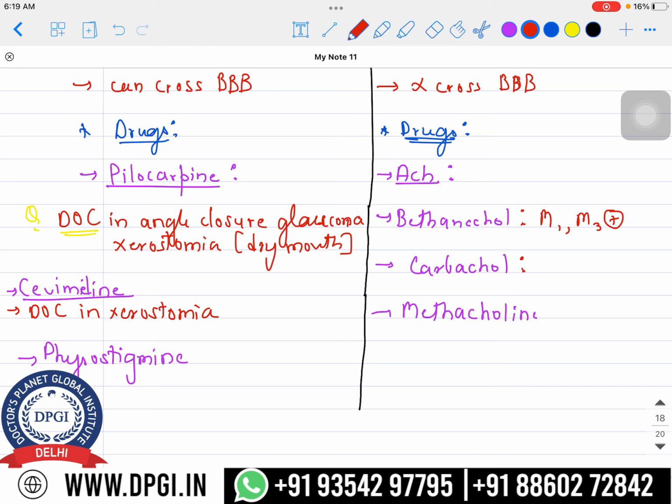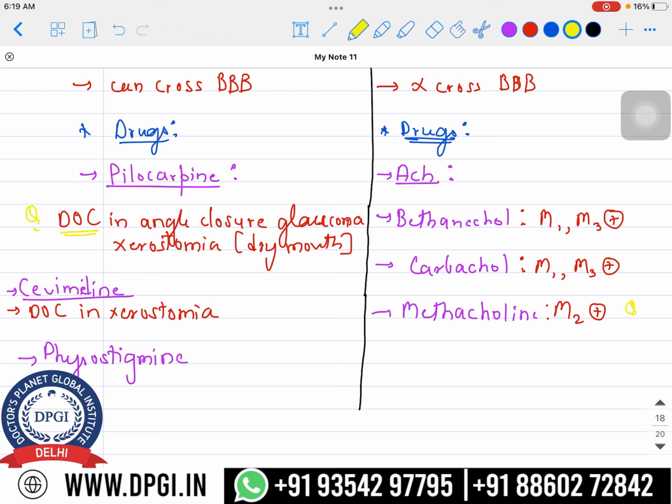If you talk about carbachol, it is also basically binding on the M1 or M3 receptor. But at the same time it can bind to other receptors also, like the nicotinic receptor. So you will be experiencing the nicotinic side effect in this case. If you talk about methacholine, this is basically binding to the M2 receptor.